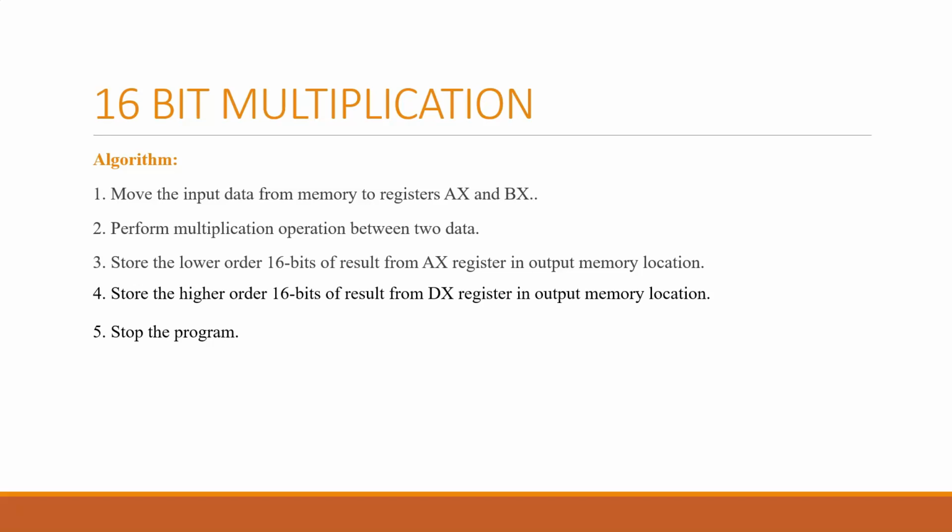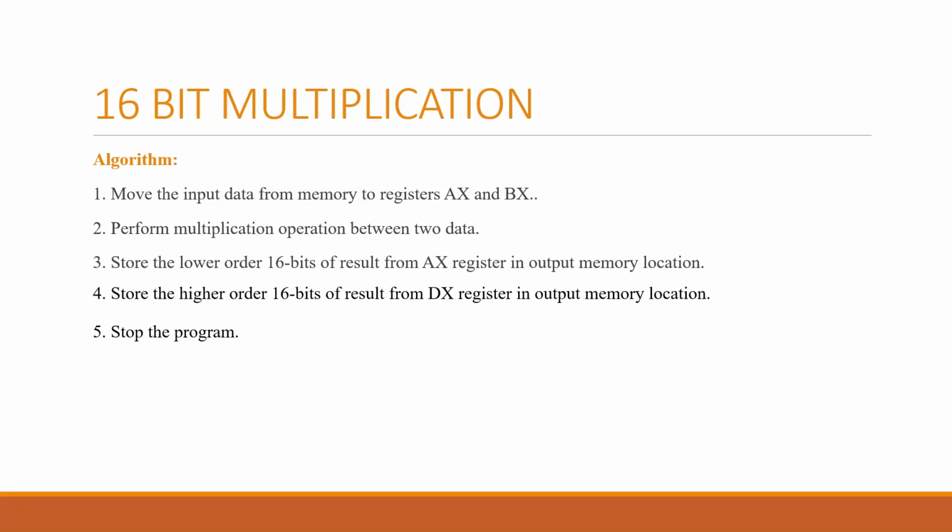So as we know, to do the multiplication operation we require two input datas. Those two input datas I am going to get from memory location, and I am going to store the first data in AX register, second data in BX register, and multiply both the register values. And since it is 16-bit multiplication, if we multiply 16-bit into 16-bit, we will be getting a result which is a maximum of 32 bits.